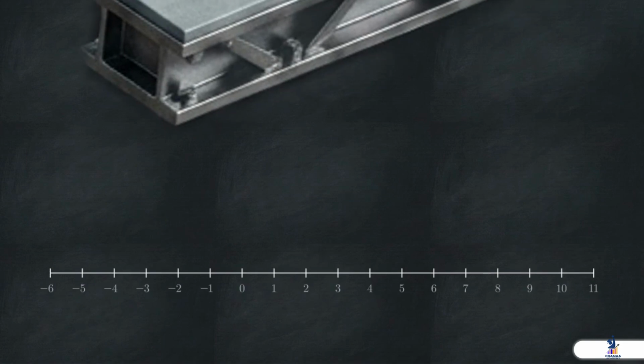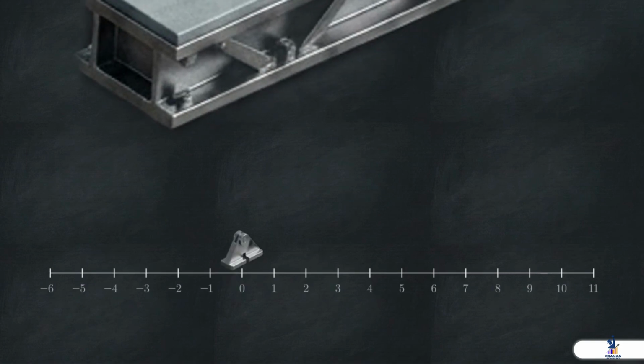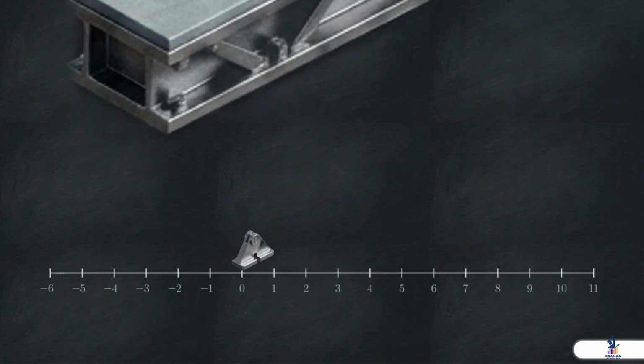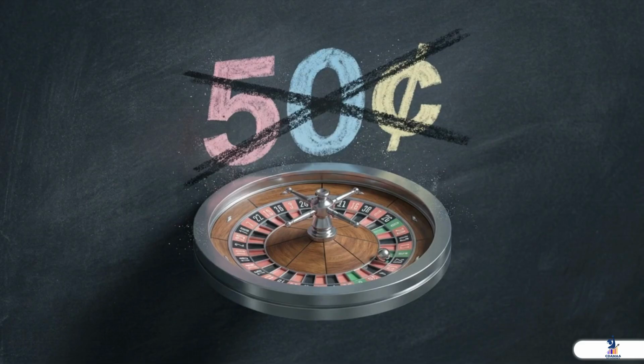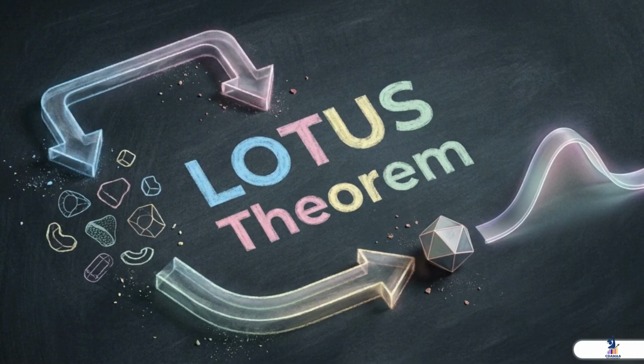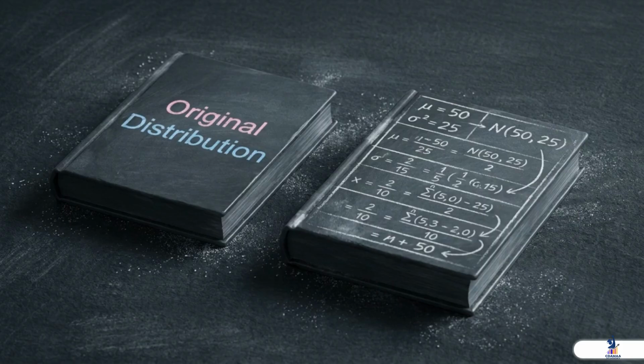Imagine a game with a 20% chance to win $10, 50% for 0, and 30% to lose 5. Summing each payout by its probability settles the fulcrum at 50 cents. 50 cents is the long-run average, even though it is not a value you can actually win in a single round of the game.